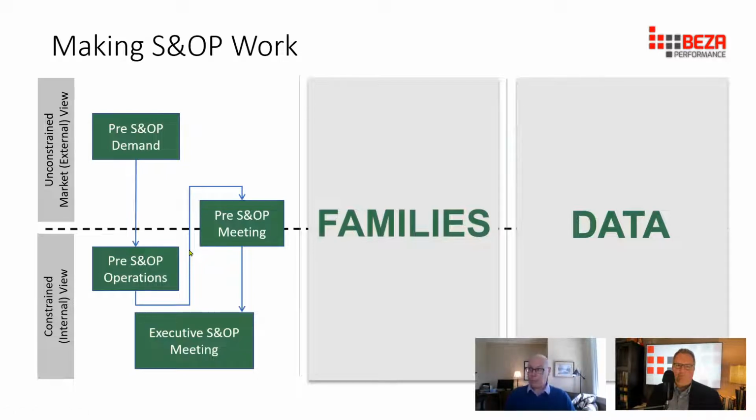This is the point where you do the reconciliation. Here's the unconstrained view. I can't do it. We're constrained. So here's what we recommend, and how do we manage that? And then at the exec meeting, what are the inputs on that?